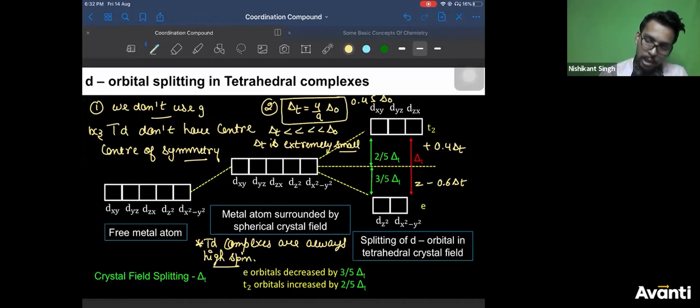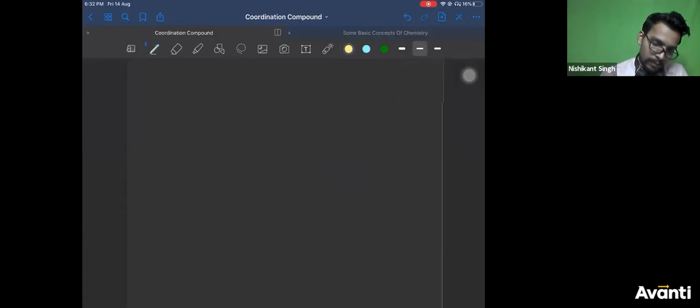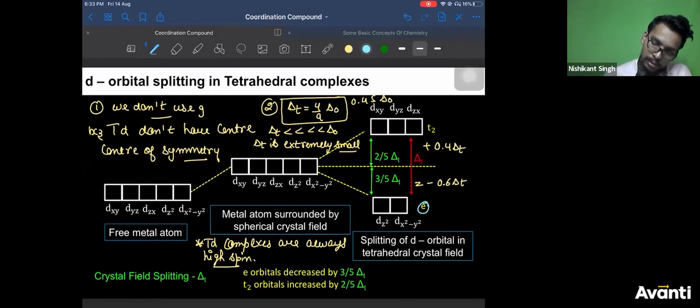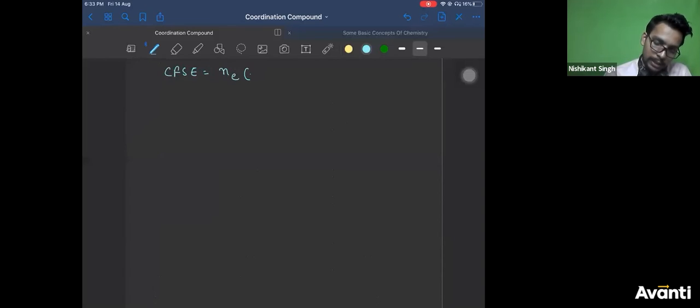Now the CFSE formula. How will the CFSE formula change? Everything is the same, guys. Let's take the number of electrons in E into minus 0.6 delta T, plus the number of electrons in T2 into plus 0.4 delta T. This is how you will find it.